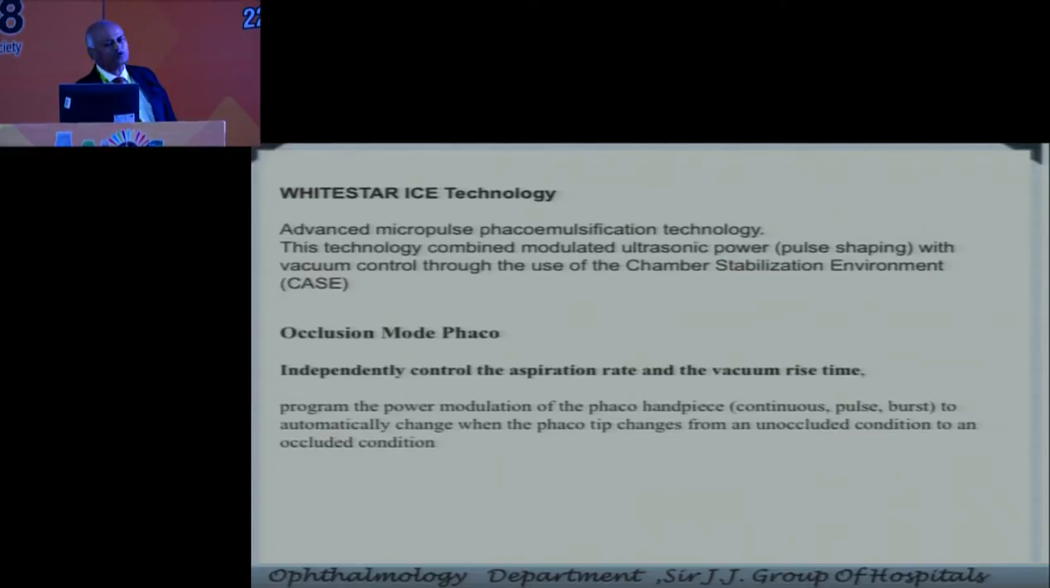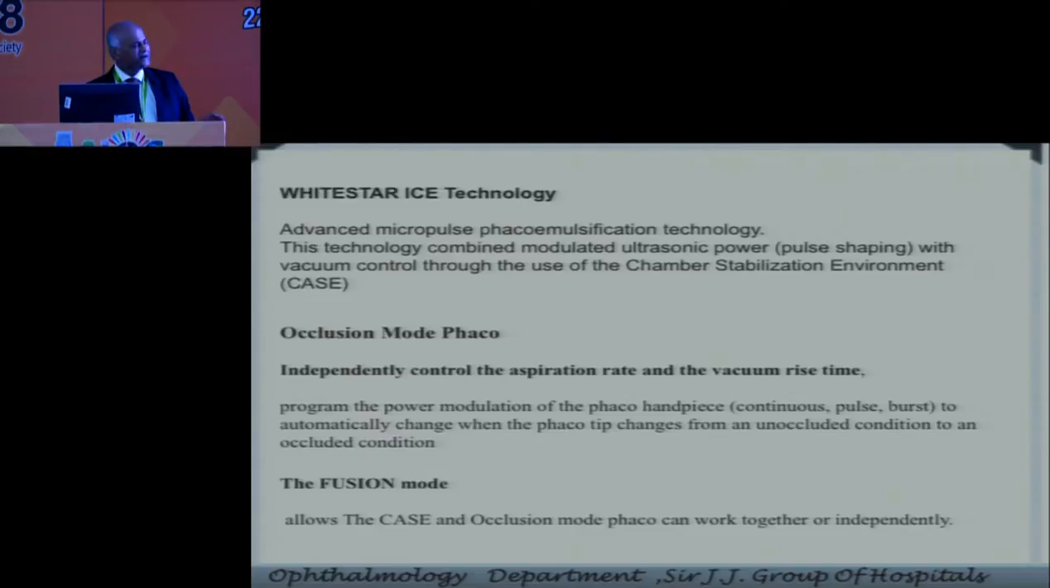Now the occlusion mode Phaco independently controls the aspiration rate and the vacuum rise. These are two separate controls, and they program the power modulation of the Phaco handpiece, that is continuous, pulse and burst, to change automatically when the Phaco tip changes. It means these continuous, pulse and burst modes automatically come in when the Phaco tip changes from an unoccluded condition to an occluded condition. Once you occlude, the Phaco tip itself will be continuous, pulse or burst as per requirement in the cataract.